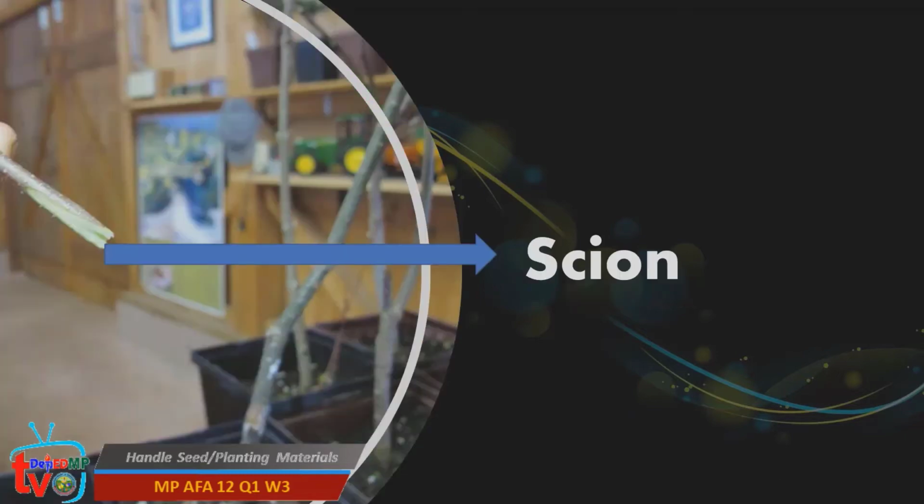This is an example of a scion. Buds are healthy and undamaged, disease-free from the mother plant, from a source with desirable characteristics, with no deformities and size appropriate for the rootstock.